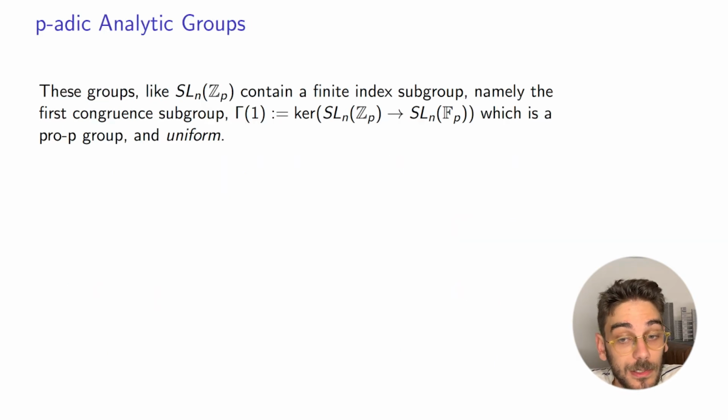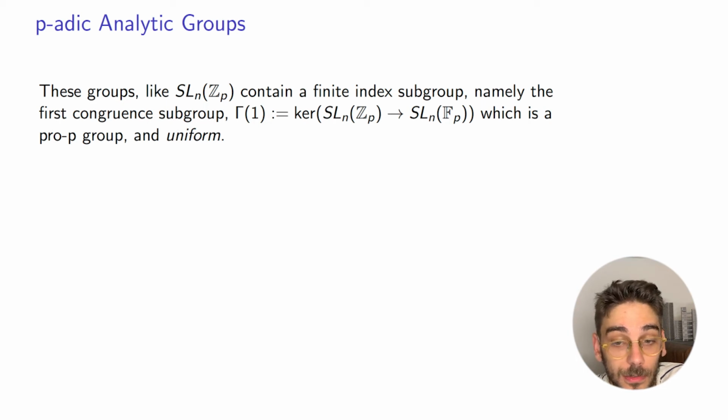But SL_n(Z_p) are groups for which we have the theory of p-adic analytic groups at hand. In particular, they contain a finite index subgroup, the first congruence subgroup, which is called a uniform pro-p group, or sometimes a powerful pro-p group.